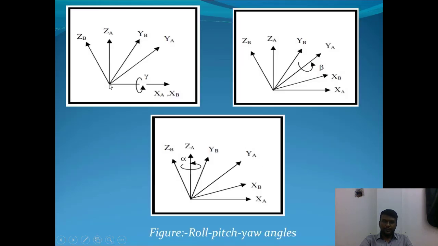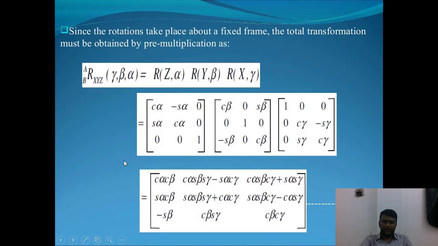So here there are two frames, X A Y A Z A is the A frame, and X B Y B Z B is the B frame. Both have the same origin. If we rotate frame B relative to frame A by an angle gamma about the x-axis, that is one rotation. Another rotation is about the y-axis, and another is about the z-axis by an angle alpha. This is called roll, pitch, and yaw.